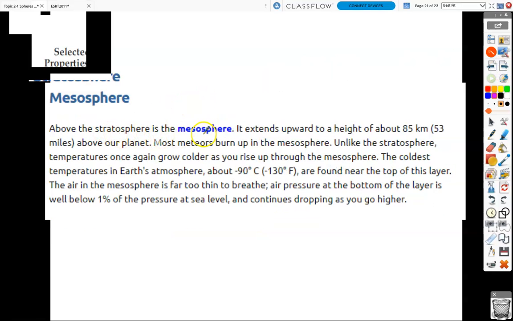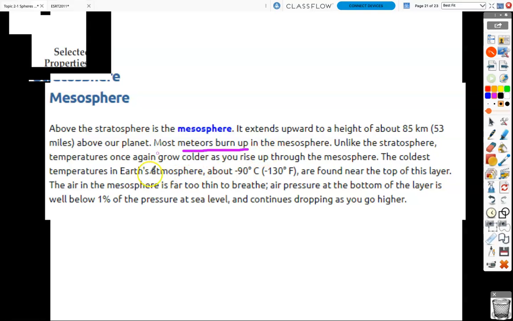Mesosphere. Above the stratosphere is the mesosphere. It extends up to a height of, again, about 85 kilometers or 53 miles above our planet. Most of your meteors burn up in the mesosphere. You might see what they call a shooting star. They're burning up, when you see that shooting star, in the mesosphere. That's how high up they are. You're talking over 50 miles above your head.